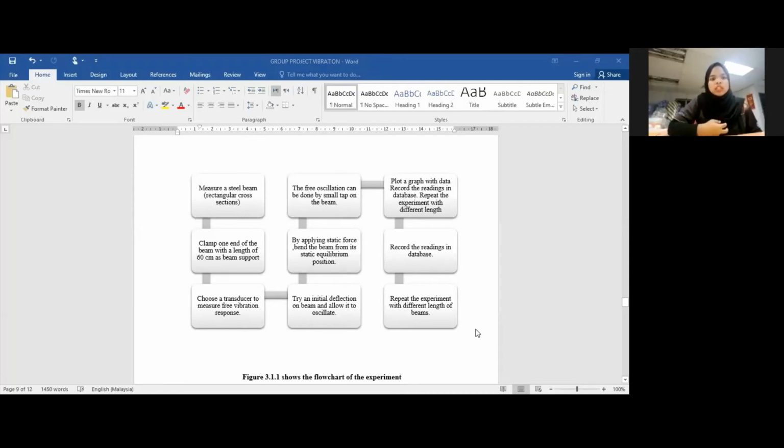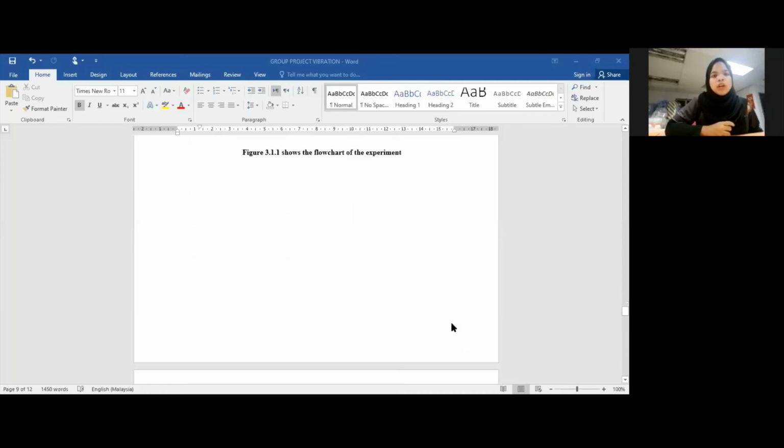Next, we try an initial deflection on the beam, and we see whether it allows it to oscillate. By applying a static force on the beam, we bend it from its equilibrium position. The free oscillation can also be done by giving a small tap on the beam, and then we plot the graph and record the reading in the database. Then we repeat the experiment with different lengths of the beam, which are 100 and 140 cm. So that's all for the flowchart of the experiment, and then I will pass to Danial to continue with the procedure.